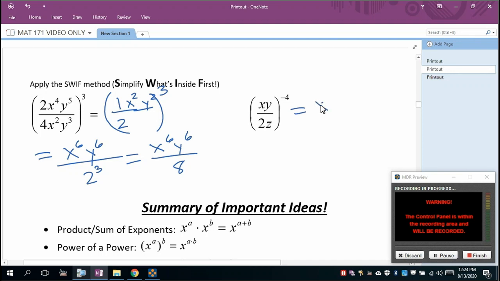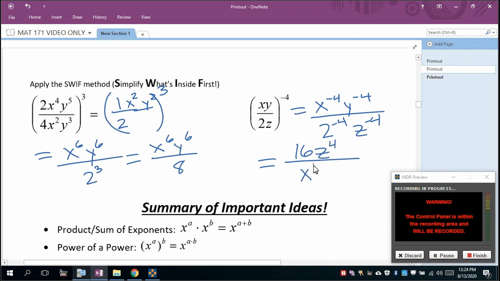Now for this one, we can't really simplify anything inside. You have x to the negative 4, y to the negative 4, over 2 to the negative 4, z to the negative 4. Now if you have negative exponents in the denominator, just move those upstairs. So basically we're just going to flip things. 16z to the 4th, x to the 4th, and y to the 4th. So, again, this may seem like really elementary rules for you, but you never know when you might see this.